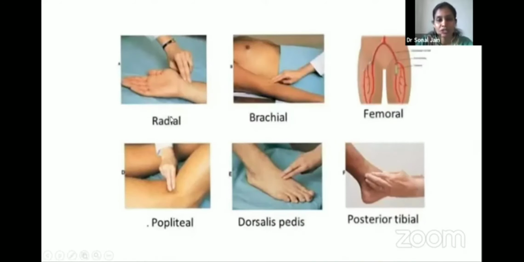There is a demonstration of the radial artery against the carpal bone. The brachial artery we can palpate at the medial side of the tendon of the biceps, in the cubital fossa. This is the popliteal artery, palpated in the popliteal fossa. The dorsalis pedis is palpated between the first intermetatarsal space. This is the posterior tibial artery, palpated behind the medial malleolus.